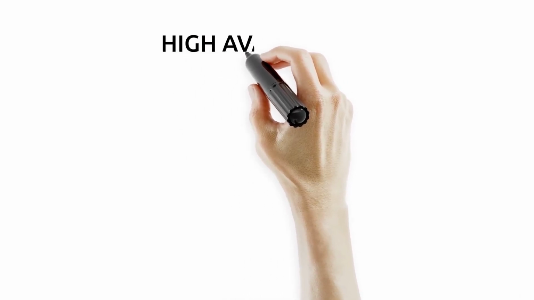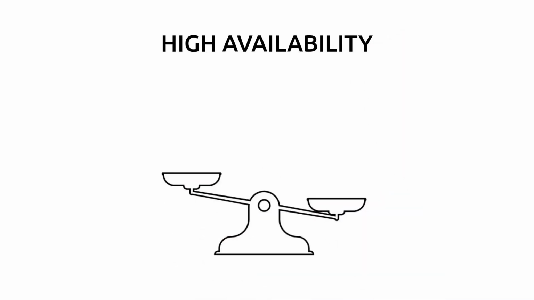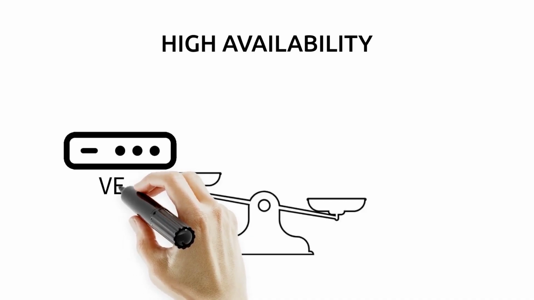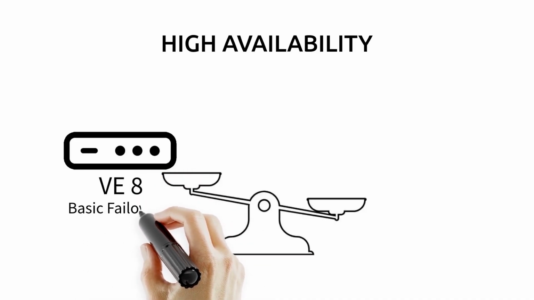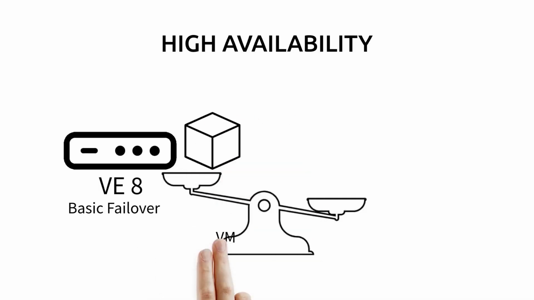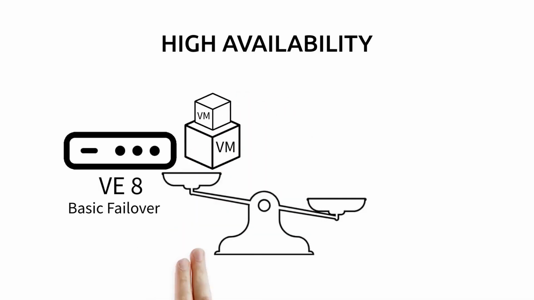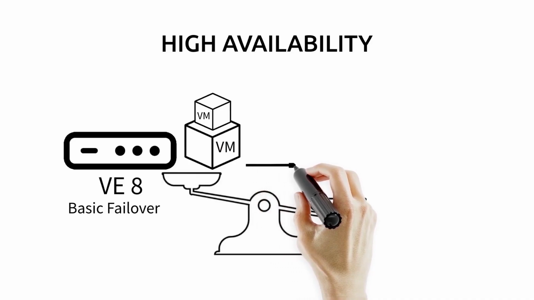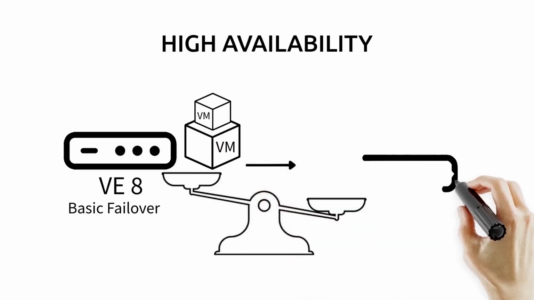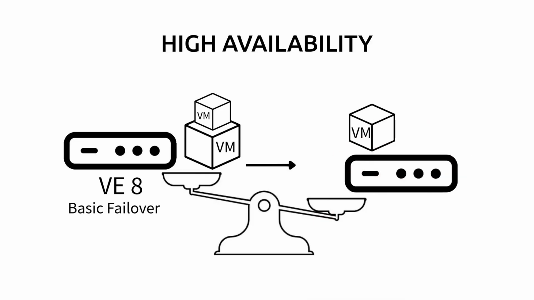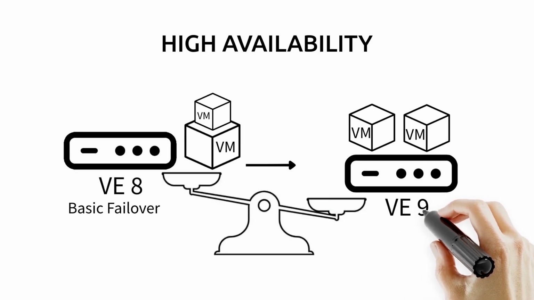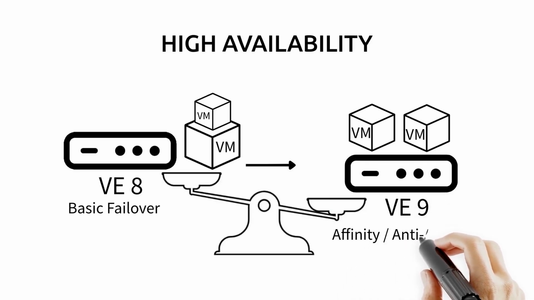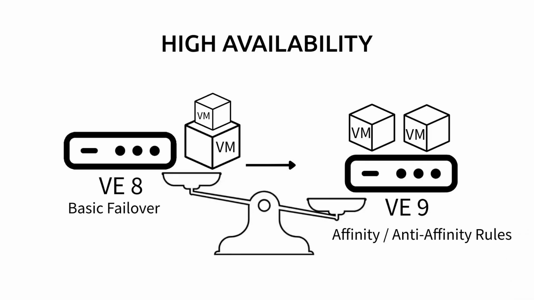High availability in Proxmox also gets smarter. In Proxmox 8, HA was limited to basic failover. If a node went down, VMs were simply restarted on another node. But in Proxmox 9, you gain much more control with affinity rules. Affinity means you can tell certain VMs to always run together, for example, a web server and its cache. Anti-affinity means you can spread VMs apart, like two database replicas, to improve redundancy. This gives you better load balancing and stronger fault tolerance.